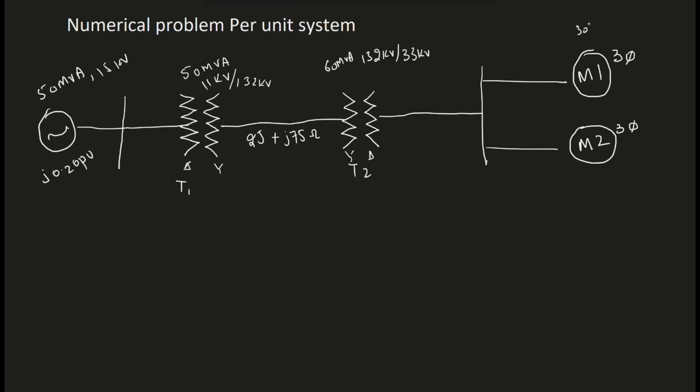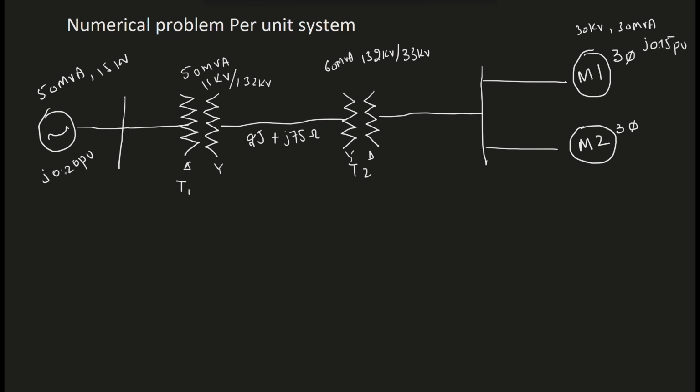This is rated at 30 kV, 30 MVA, and its impedance is j0.15 per unit. So note one point: here the load impedance is given in per unit, but the transmission impedance is given in actual values. It is not given in per unit.